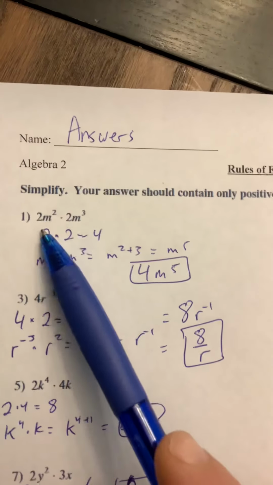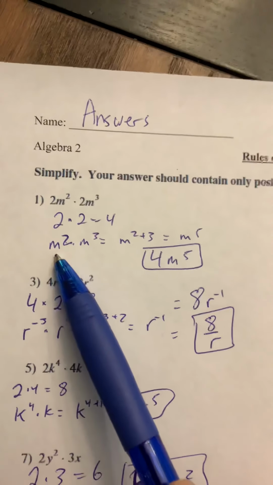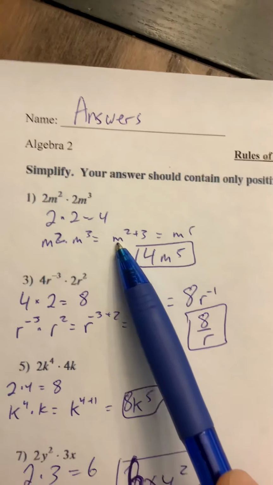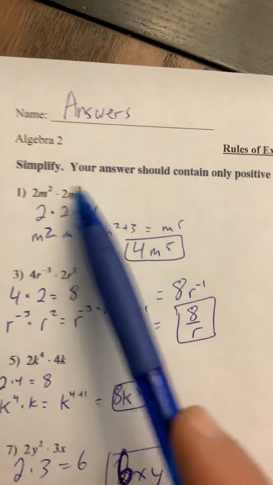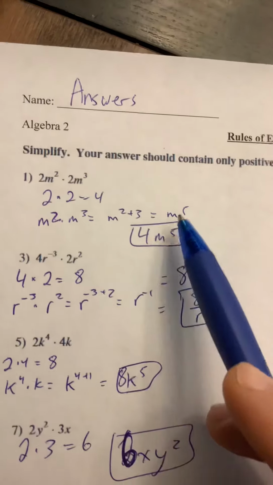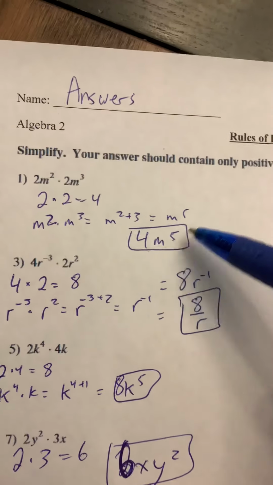The rule is when multiplying common bases, we keep the base. So we have m squared times m to the third. We're going to keep the base as m. And when we're multiplying, what we do is we add the exponents together. So we get m to the power of 2 plus 3, which is m to the fifth power, which gives us a final answer of 4m to the fifth power.